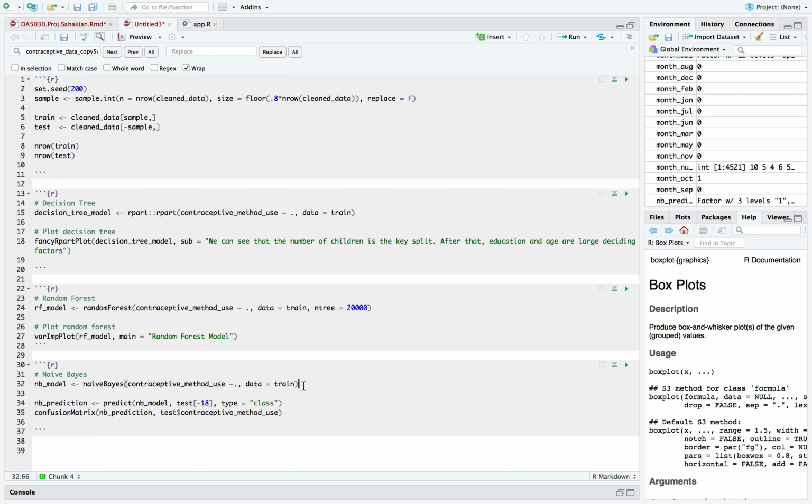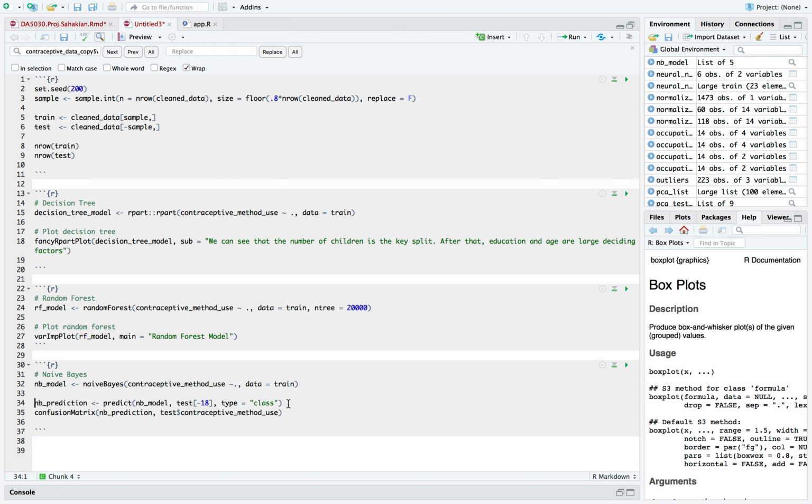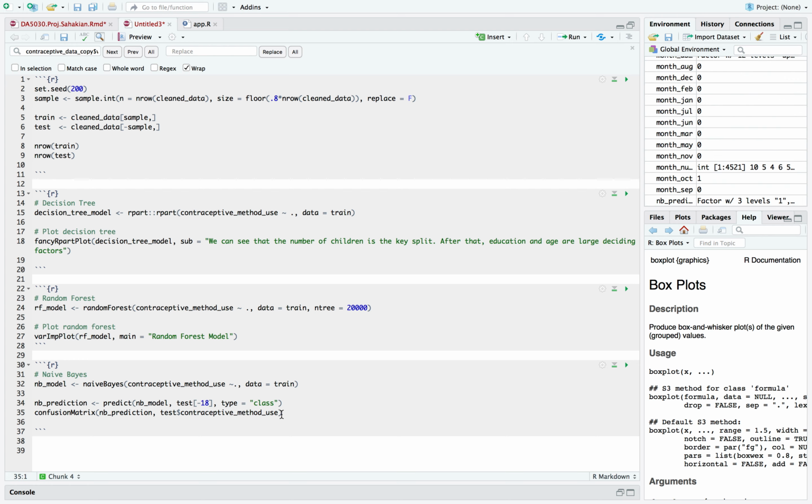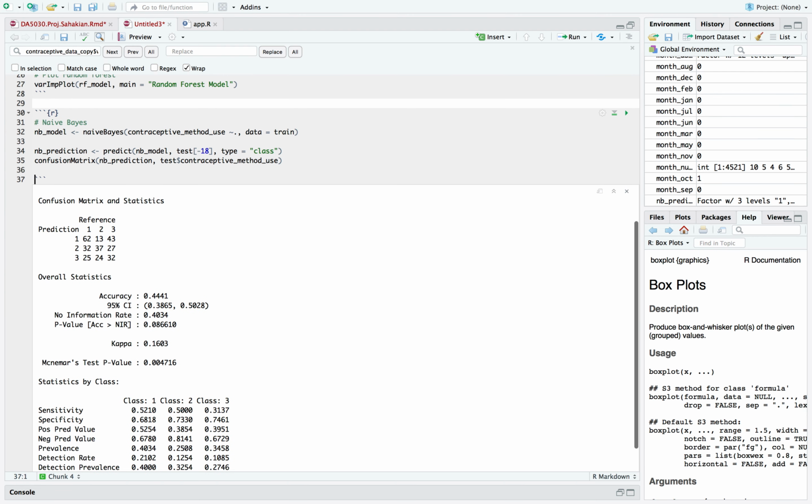So if we run our naive Bayes model, we can then use this predict function to create predictions using the model based on our training data set. And then we can look at a confusion matrix, and we can see that the accuracy is pretty low. This might be due to the collinearity, it might be due to multiple factors. But again, like I had mentioned before, the predictive ability of these models is not super important. It's more important to look at how the decision is being made.